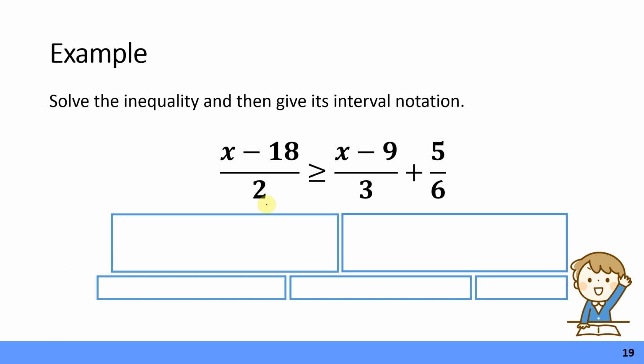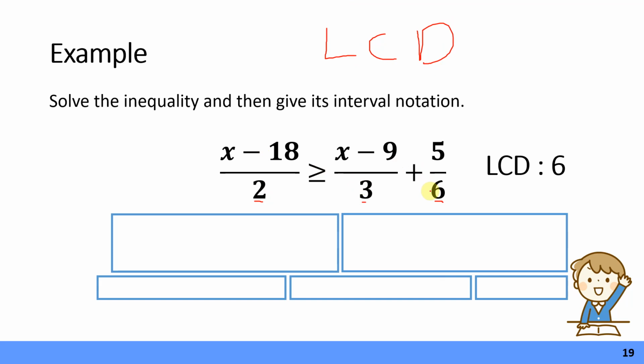Look at the denominators. We have a 2, we have a 3, and we have a 6. You should know when we have fractions, remember what comes to save the day? The LCD. Your least common denominator is the one that's going to get rid of the fractions for you. So what's the least common denominator of 2, 3, and 6? Look at your times tables. Your LCD is going to be 6.